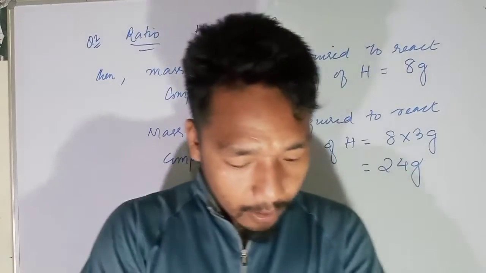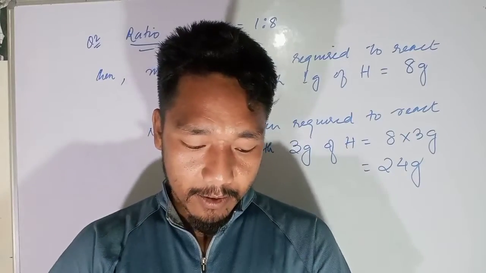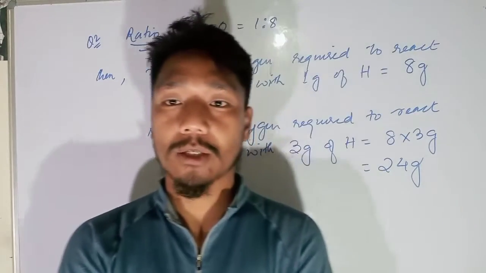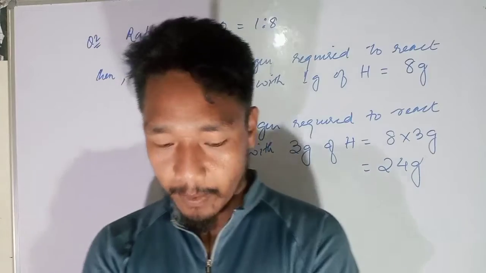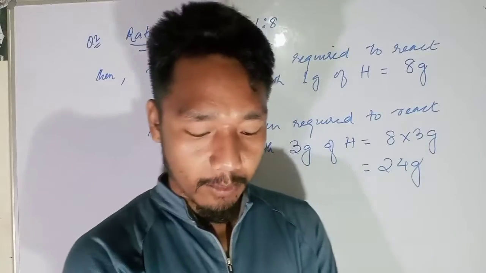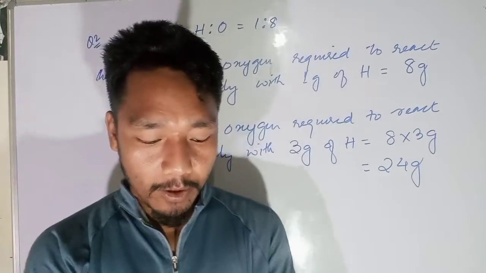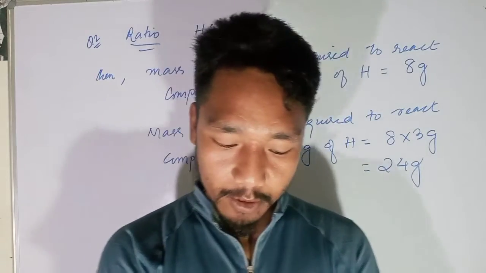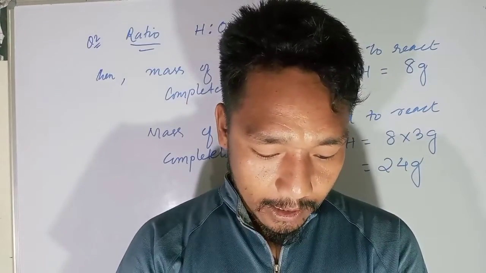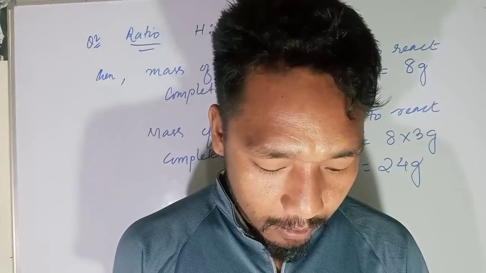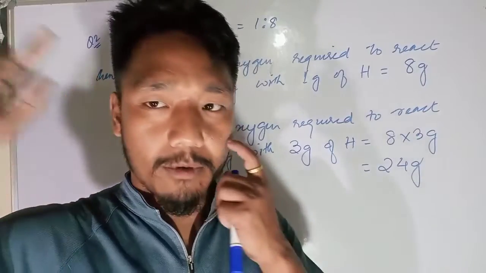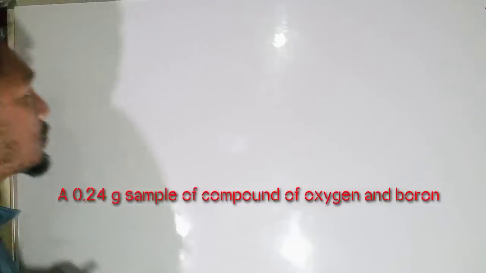Okay, let's go to the next exercise, that is page number 45, question number 1. This question will also be written on your screens, or you can refer to the NCERT science textbook, page number 45. The first question says a 0.24 gram sample of a compound of boron and carbon was found by analyzing to contain 0.096 grams of boron and 0.144 grams of carbon. Calculate the percentage composition of the compound by weight. So we have to find the percentage of the compound.